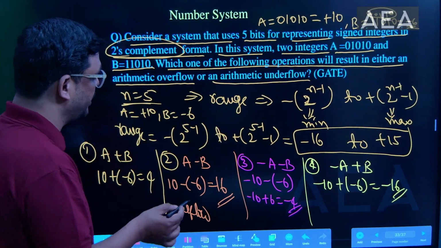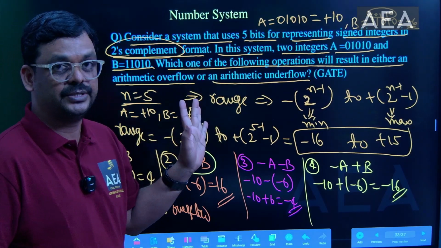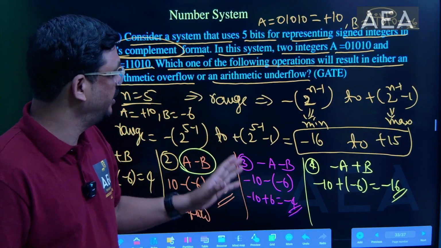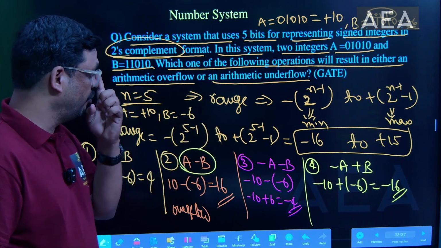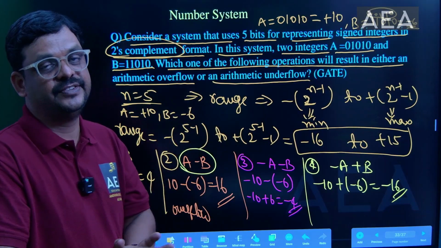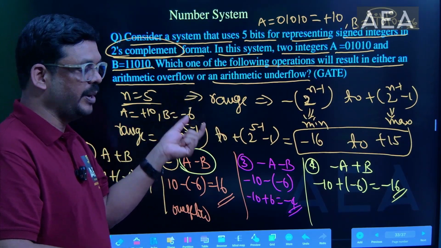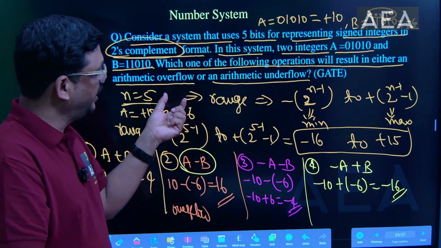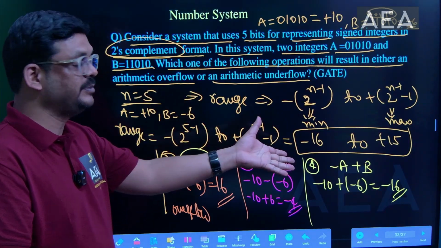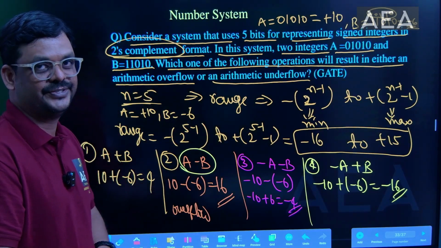Only one operation gives the overflow, that is A minus B. Based on the given numbers in 2's complement representation, A minus B gives the overflow condition. Like that we have to identify in which case it gives overflow and underflow. In the GATE question some options are given. Here I'm explaining with different types of operations how to determine the overflow and underflow conditions.